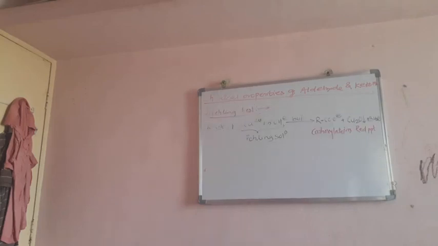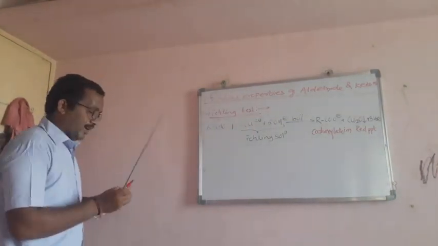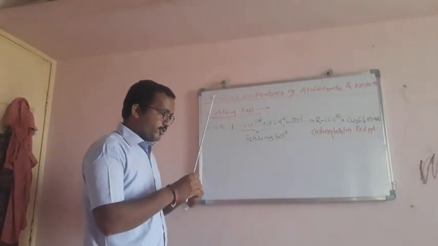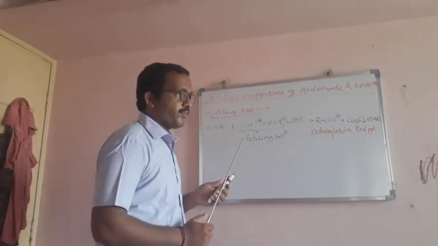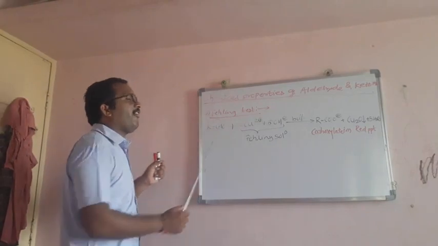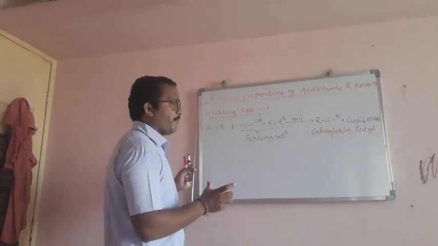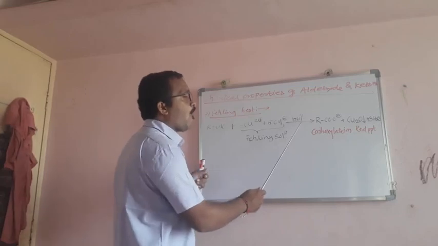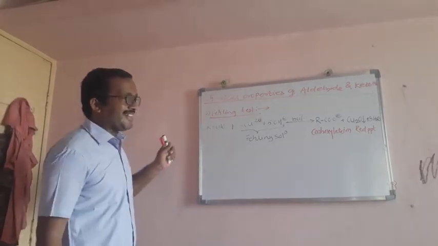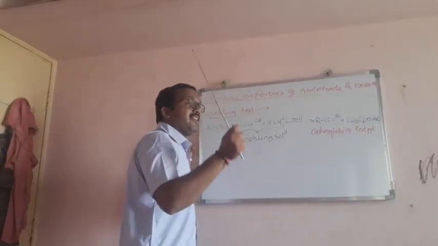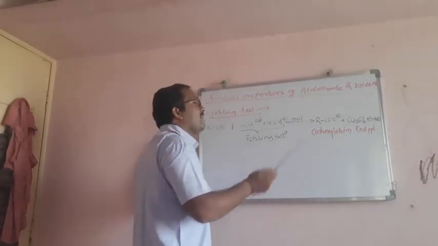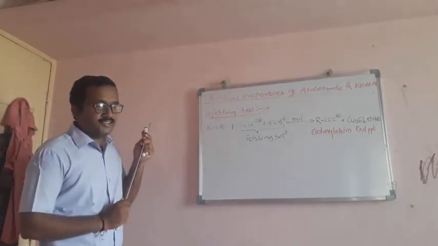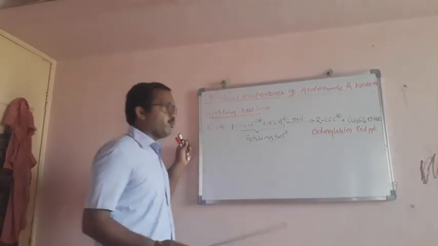Next, another laboratory method to identify the aldehydic functional group is Fehling's test. When aldehyde and Fehling's solution are boiled in hot water, the mixture gives a red precipitate. It confirms the presence of aldehydes.